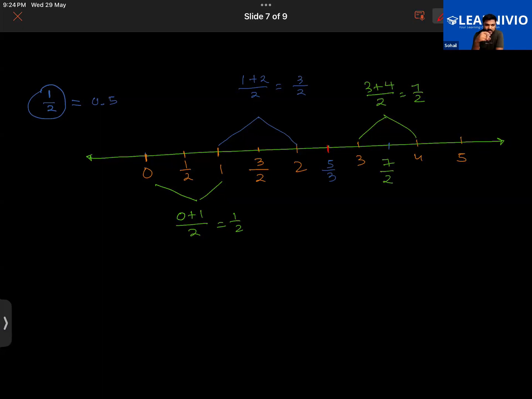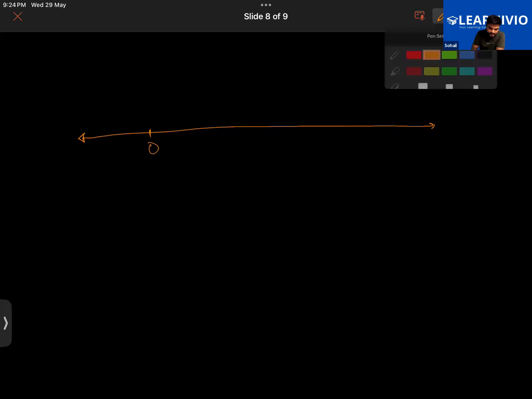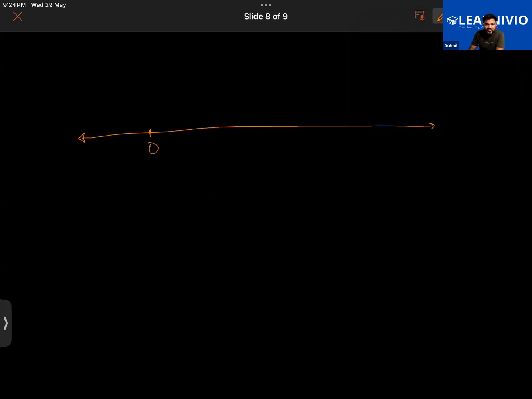Now further look at another interesting thing in the number line. Say you have a number line. Starting from 0, we keep adding 1 upon 2. 0 plus 1 upon 2 is 1 upon 2. Then we add 1 upon 2 plus 1 upon 2, thereby you have 1. Half and half equals 1. Then you add 1 plus again 1 upon 2, thereby you have 3 upon 2.